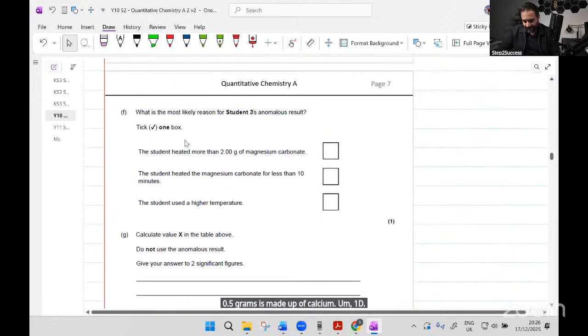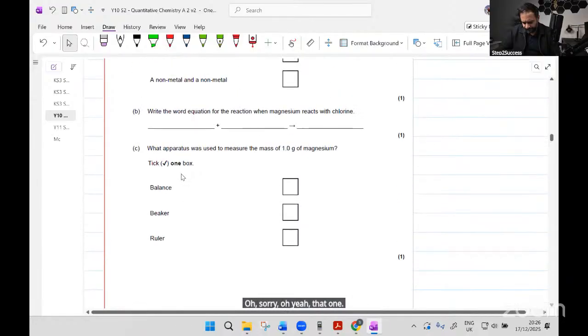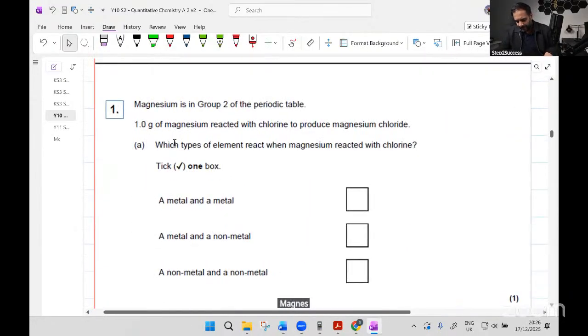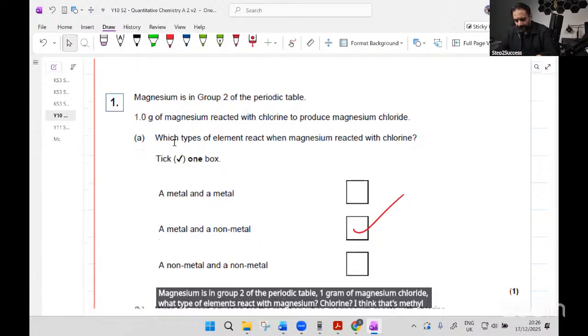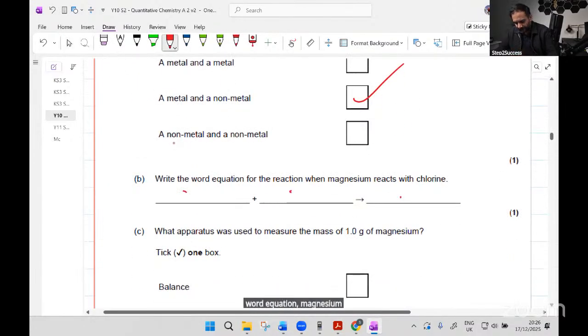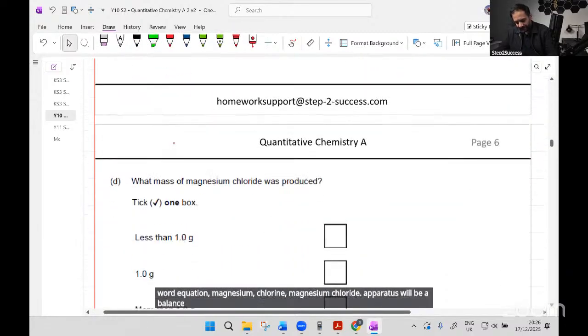1D. Oh, sorry, yeah, that one. Okay, I'll have to read all of one first. Magnesium is in group 2 of the periodic table. 1 gram of magnesium reacts with chlorine and produces magnesium chloride. What type of elements react, magnesium with chlorine? I think that's a metal and a non-metal, because chlorine is in group 7. Word equation: magnesium, chlorine, magnesium chloride. Apparatus will be a balance to measure mass.